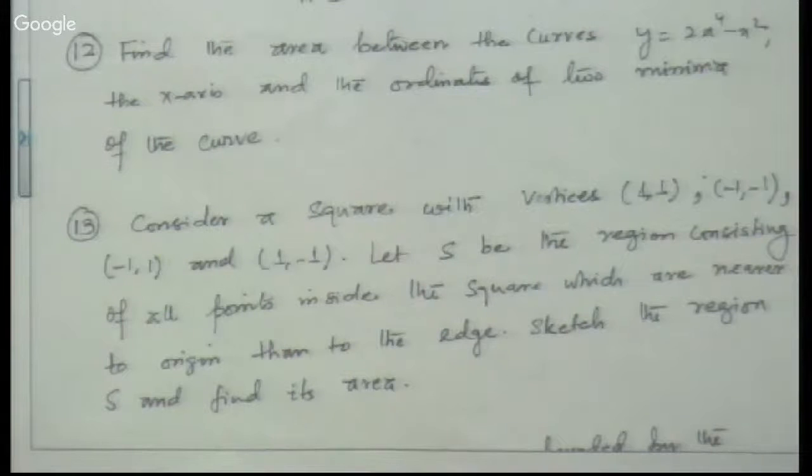Now, he's talking about a region, S. In that region, all the points inside the square which are nearer to the origin than to the edge. He wants all those points which are near to the origin. So it must be a region, and you have to find the area of that region. Okay, so let's try it.